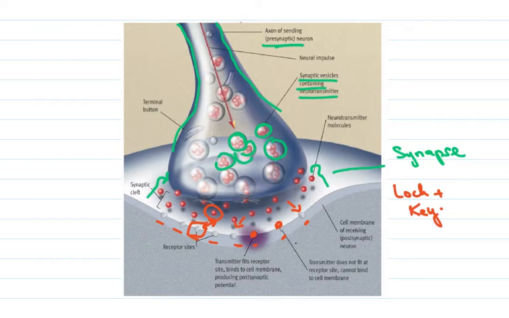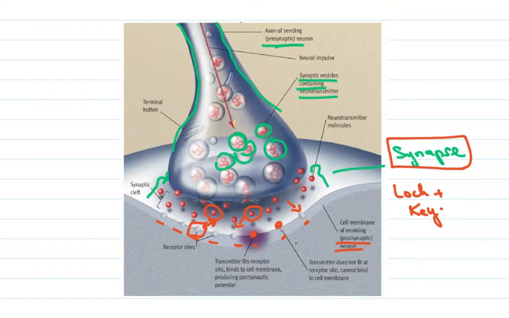So here you have this case in which the transmitter hits the receptor site and it binds to the cell membrane. And then when it binds to the cell membrane, the probability of the postsynaptic neuron also experiencing an action potential will increase. All right, so this is basically what happens at the synaptic cleft or the synapse.